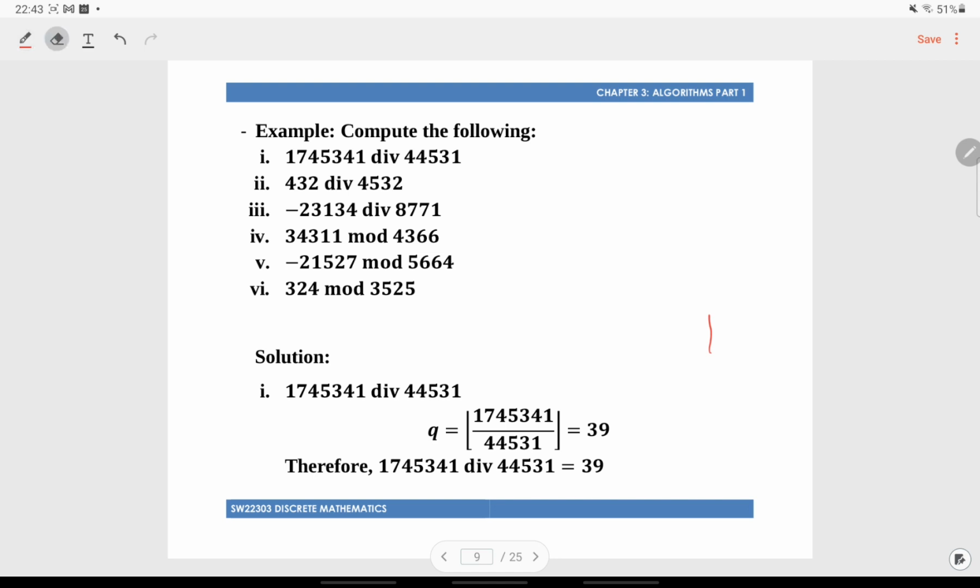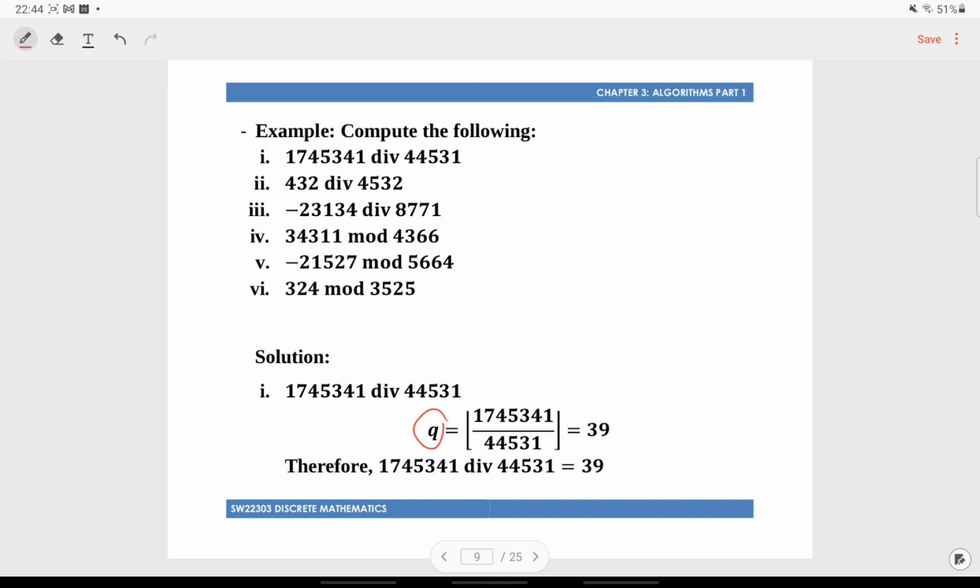The given number div 44531. When we divide the dividend by the divisor, we obtain the value for q, which is the floor of n over d. So the floor is equal to 39. Whenever you divide an integer n over d where n is greater than d, and the result is a non-integer value, the integer part before the decimal point is the quotient value.